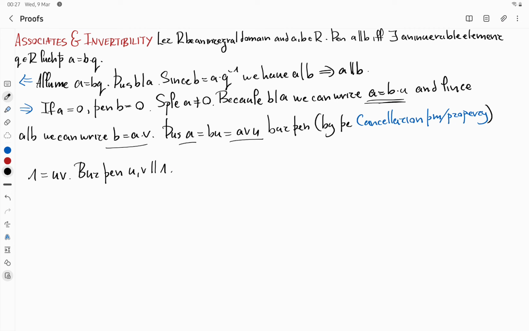And thus, we have shown that, from up here we knew that such a Q existed, but now we have shown that this Q is invertible, because an element is associated with 1 if and only if it is invertible, right? So we have just demonstrated that it is an invertible element, and this concludes this rather short proof.